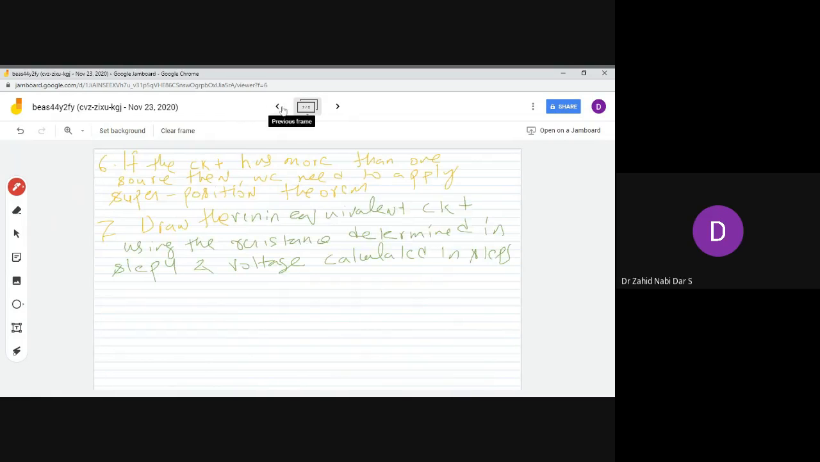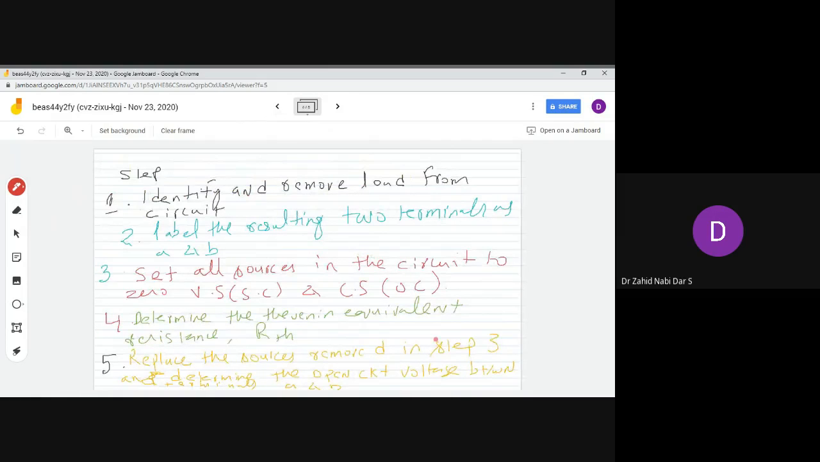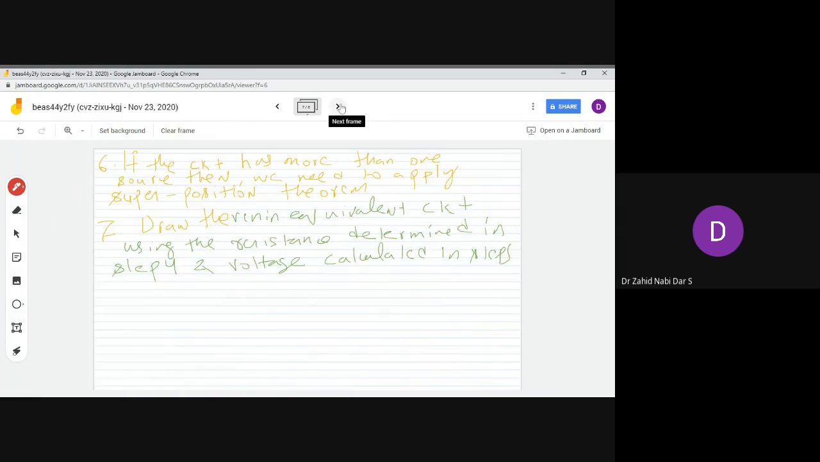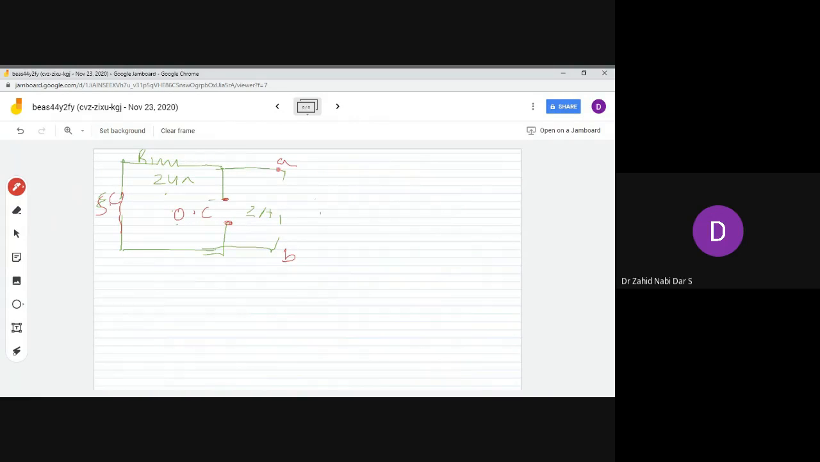So now step number 4, determine the Thevenin equivalent resistance. Now determine the resistance. What resistance can you see from A and B? Only 24 ohms. So R Thevenin is equal to 24 ohms.